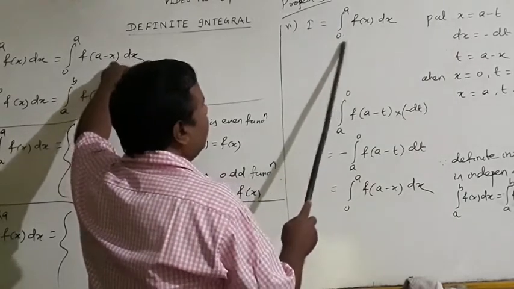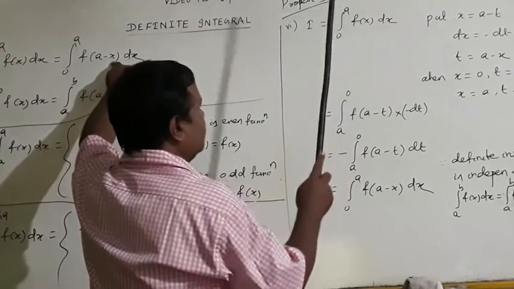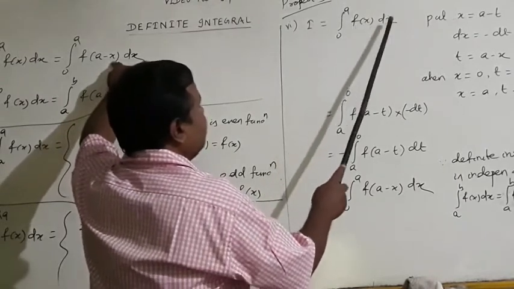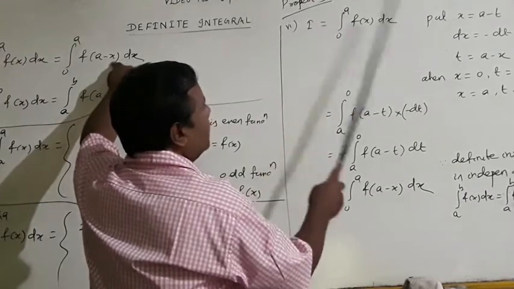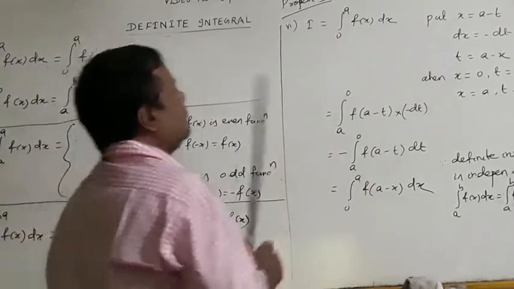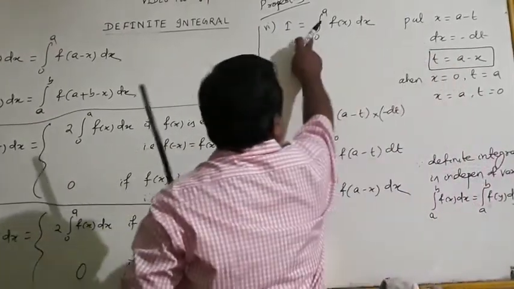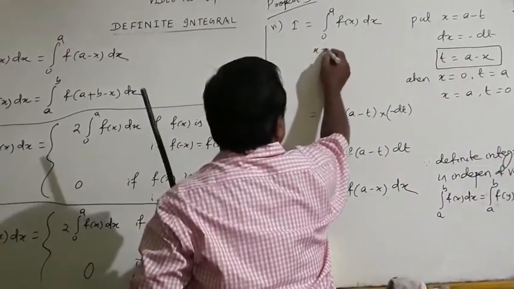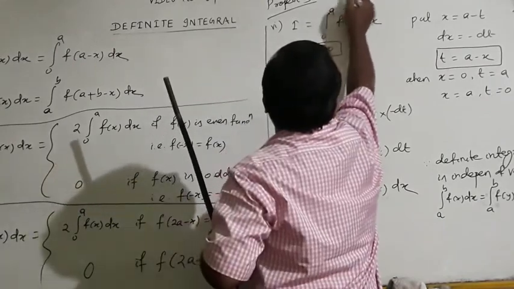Now look at what this integration is. What do you mean by this integral from 0 to a of f(x) dx? You should know it is the integration of f(x) dx from x is equal to 0 to x is equal to a. So now t is equal to what? My t is equal to a minus x. When x is equal to 0, here x is equal to 0, to what? x is equal to a.